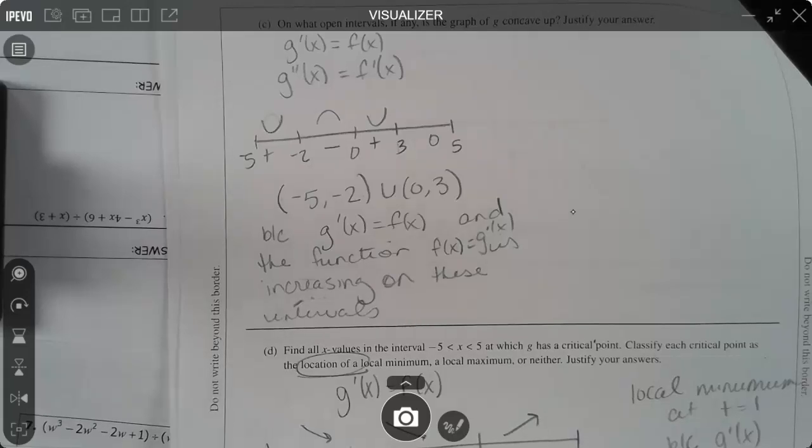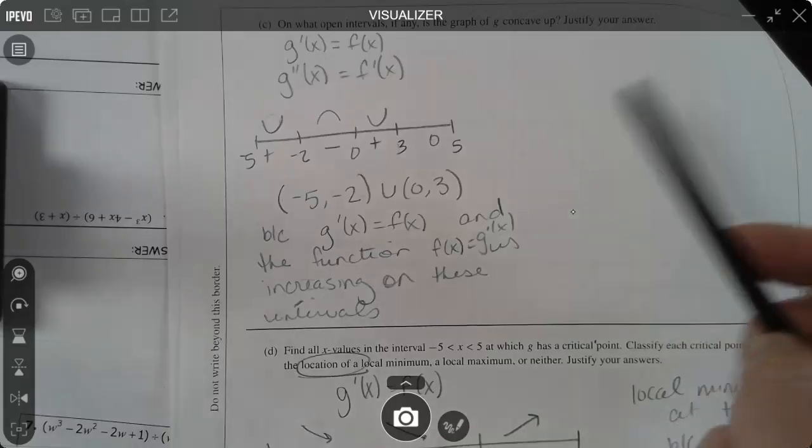Because it's a constant, so it's a straight line. So it was neither concave up or down. If the derivative is a constant, that means it was linear to start with, which means it just didn't have any concavity there. So where is it concave up?